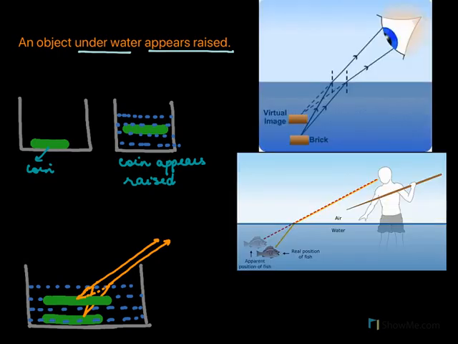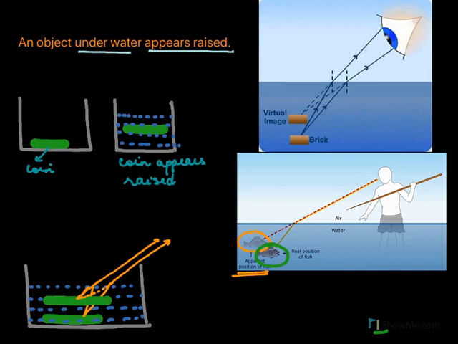This can be explained very nicely with fishing in water. Now here you see a man who's trying to hit the fish. This is the real position of the fish. But when he's trying to hit the fish, he's not going to hit at this position. He's going to hit in a position a little lower. For him, the fish appears here. This is the apparent position of the fish. It appears to be here, but actually the fish is a little lower.